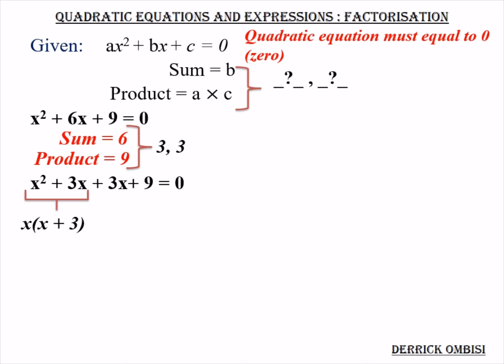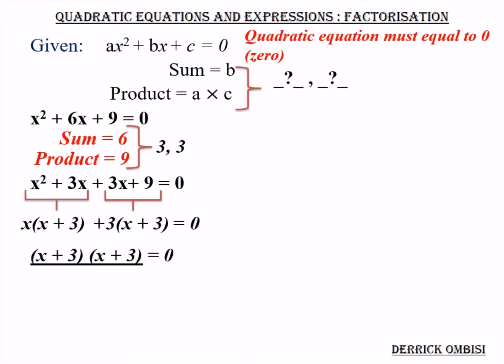The second bit, we have 3x plus 9. So the common factor is 3. Given that the common factor is 3, we factor out 3, and inside you remain with x plus 3. And this one should equal to 0. So it means that x plus 3 multiplied with x plus 3 should give us 0.